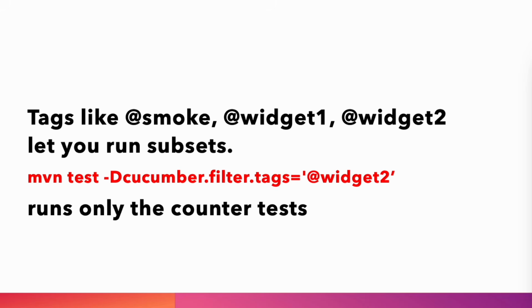Finally, you can use tags like @smoke or @widget1, @widget2 to let you run subsets of the testing. So it's simply mvn test -Dcucumber.filter.tags, and then you put in there the tag that you want to identify. So it goes and selects the test by tag, doesn't run all of them, just runs the tests that have that particular tag.